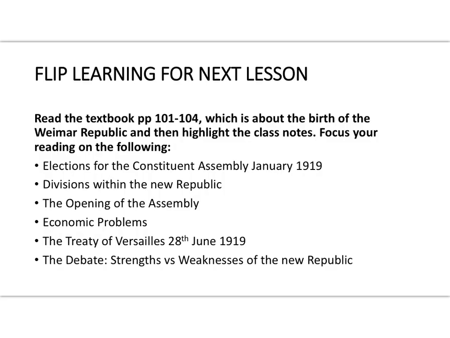Next lesson, we will do the birth of the Weimar Republic, pages 101 to 104 of the textbook. Read that, and think about the following. We've talked about the Constituent Assembly. Hebert deliberately said, we can't make any decisions until there's been a proper election. All Germans have an equal vote, to form a special Reichstag, a special national parliament, whose job is to draw up a new constitution. Therefore, we call it the Constituent Assembly.